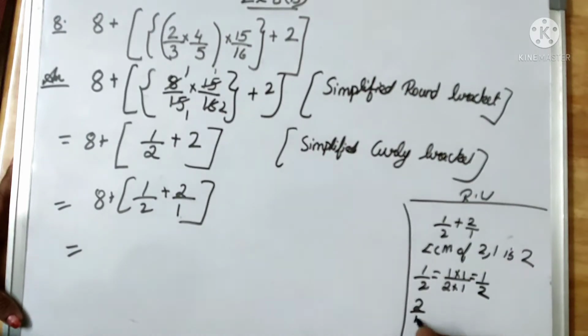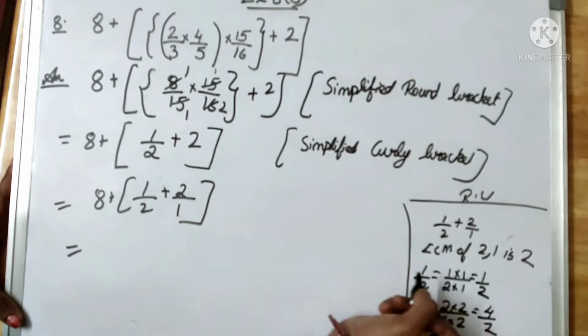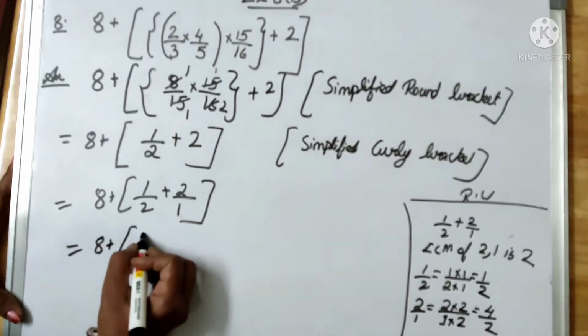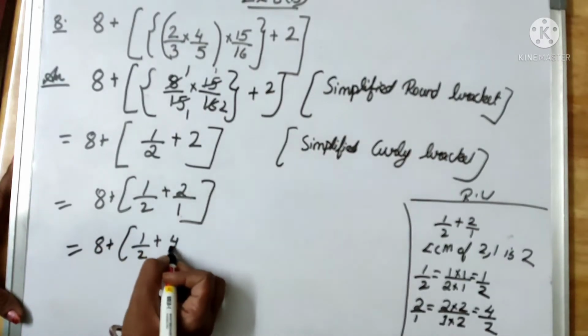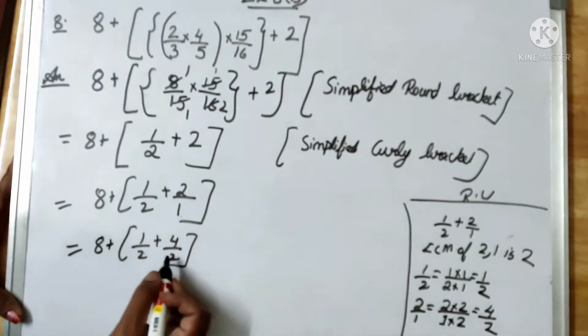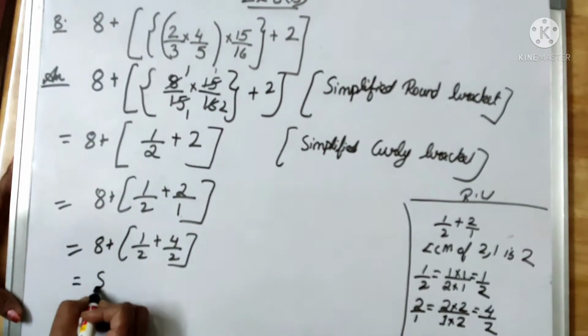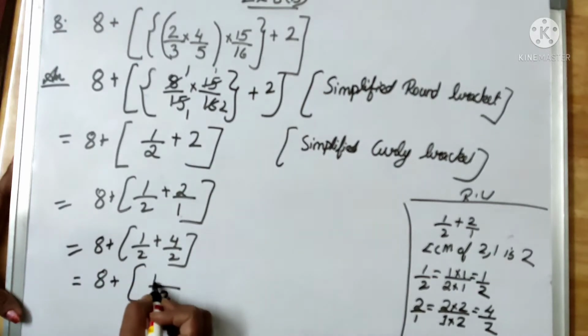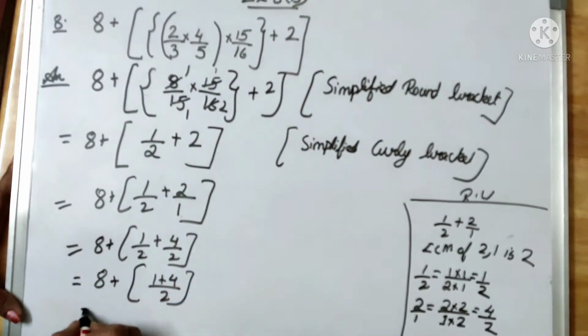2 by 1, if I evaluate, I have to make the denominator 2. So, I have to multiply by 2. So, it comes out to be 4 by 2. Now, it comes out to be 8 plus 1 by 2 plus 4 by 2. Now, I have made the denominator same. Then, I will add, 2 will be common, 1 plus 4. So, it comes out to be 8 plus 5 by 2.